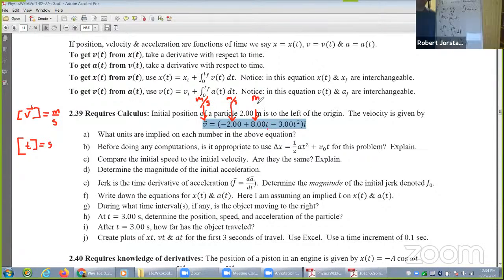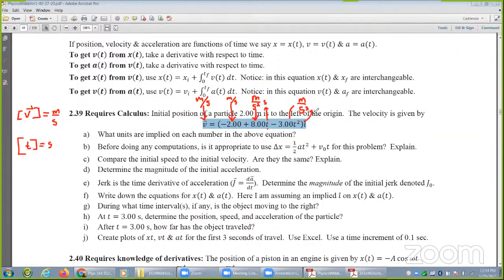Exactly. So let's check. If I put in meters per second squared here, then I multiply by a seconds, I get meters per second. And similarly, this one should be what? Meters per seconds cubed. Is that right? I think so. Yes. Thank you.